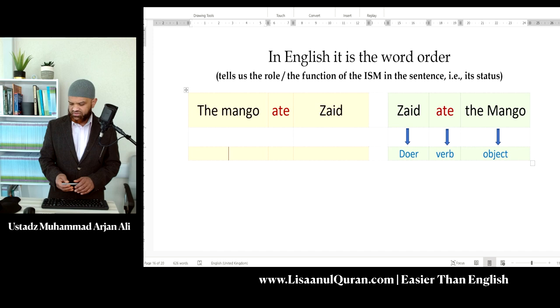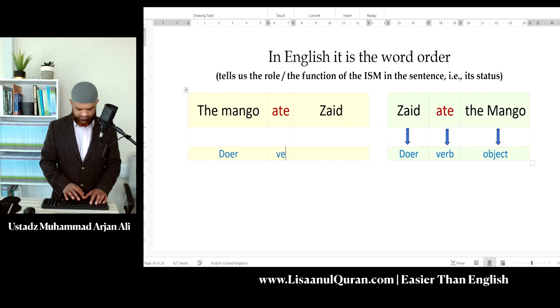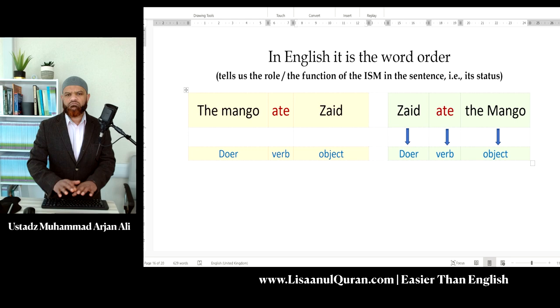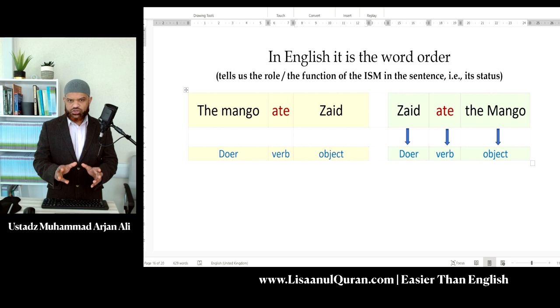So when here we have the mango, it is actually the doer of the sentence. Verb, of course, is still the same. And Zaid is the object. So here, instead of saying that Zaid ate the mango, I'm saying the mango ate Zaid. Again, the meaning of the sentence has completely changed. So in English, the word order tells us the function, the role that the word is playing in the sentence. In Arabic, it is the word ending, which we've already seen.